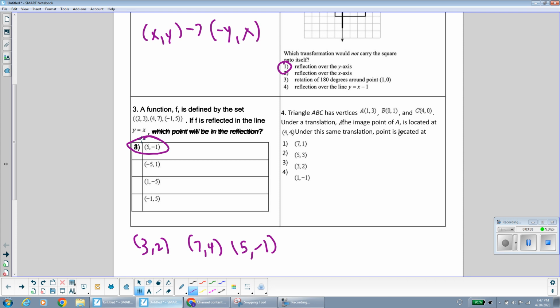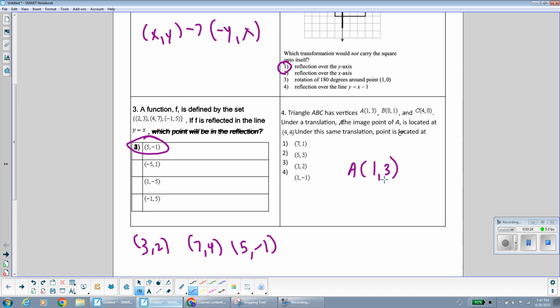Okay, so in number 4, they tell us that point A, which was (1, 3), was translated, and we know translated is like left, right, up, or down. It's sliding. So it's either going to be adding or subtracting from the x and y coordinates, or you can graph it and you can see how it's moving around the grid as well.